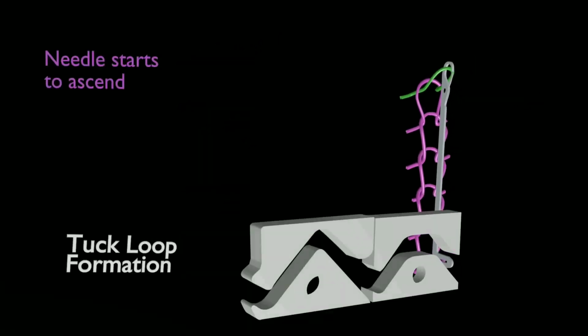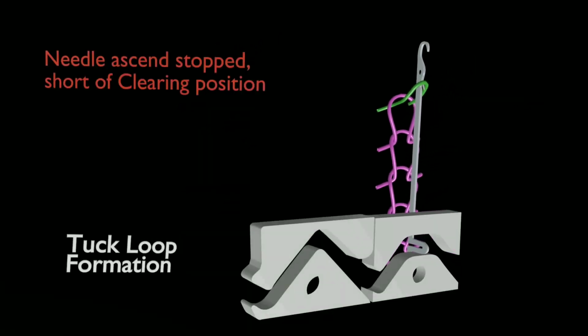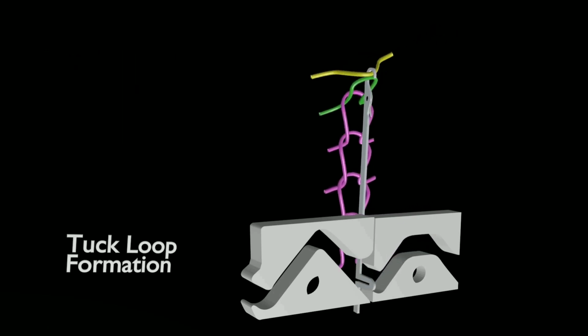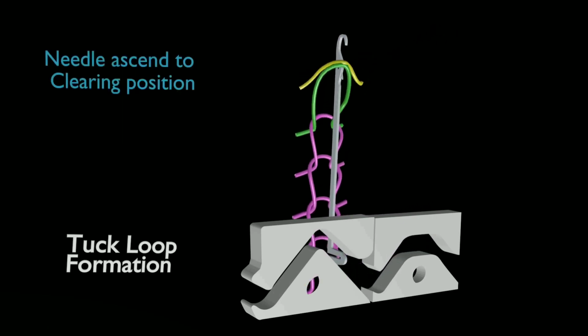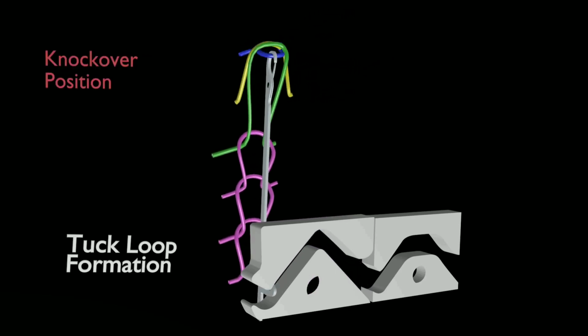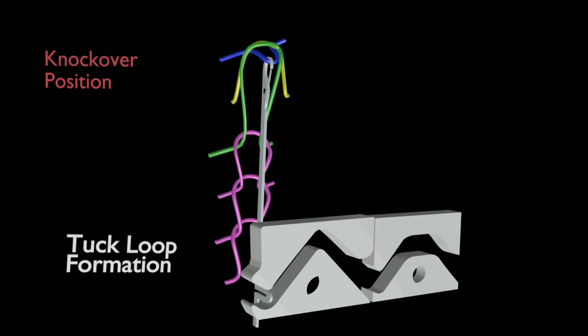Tuck loop formation. The needle starts to ascend. The needle ascent stops short of the clearing position. When the guide bars feed the yarn to the needle, it descends with the loop. The needle again ascends to the clearing position. Again, yarn is fed by the guide bars. Then the needle knocks over the yarn to form new loops.